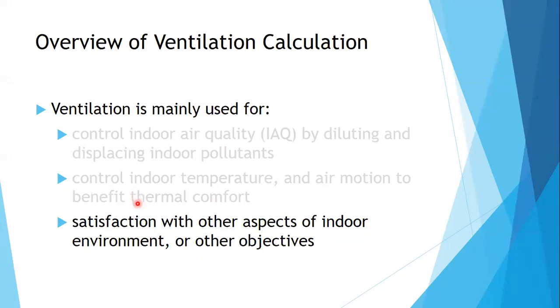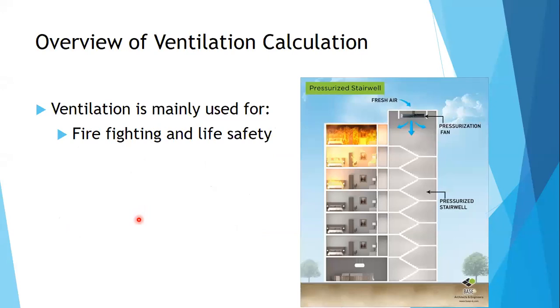Ventilation is also used for satisfaction of other requirements of indoor environments. For example, firefighting or life safety. Ventilation is used. This one is staircase pressurization. Ventilation is being used for staircase pressurization so that fire will not go to your escape route or your staircases. These calculations and these applications would require different sets of calculations and different sets of codes to be used.